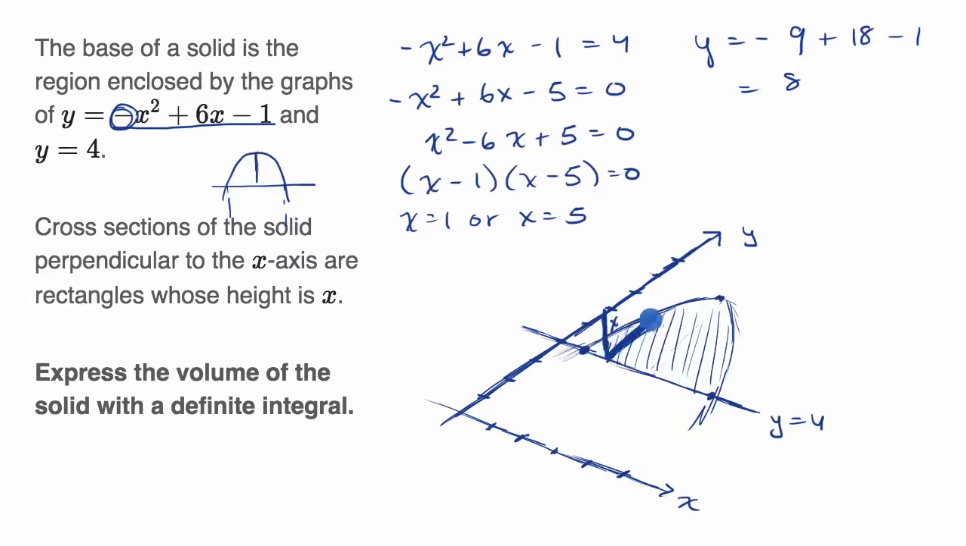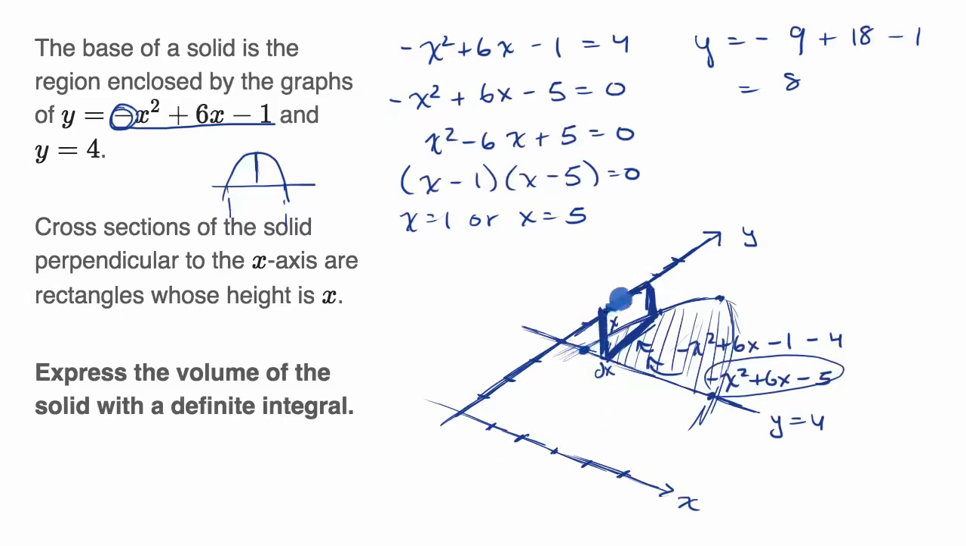Well, it's going to be the difference between these two functions. It's going to be this upper function minus this lower function. So that right over there is going to be negative x squared plus 6x minus 1, and then minus 4, minus the lower function. So that could be simplified as negative x squared plus 6x minus 5. And so if we want to figure out the volume of this little section right over here, we'd multiply x times this, and then we would multiply that times an infinitesimally small depth, a dx. And then we can just integrate from x equals 1 to x equals 5.